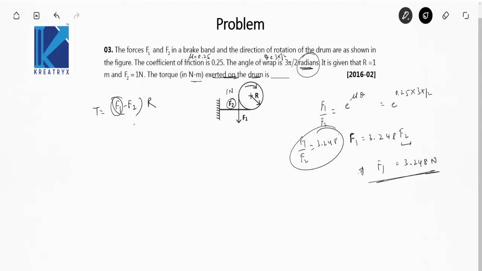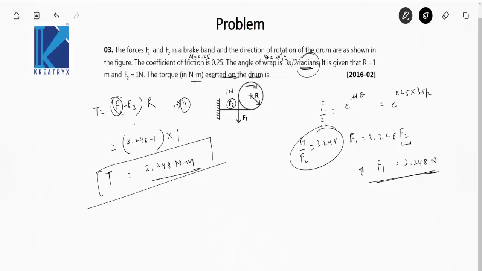Put this F1, F2 and R in this equation number 1 and you will get the braking torque in Newton meter. That is 3.248 minus 1, into radius of the drum, which is 1 meter. So the answer will be 2.248 Newton meter. That is the torque exerted on the drum. Okay, next question.